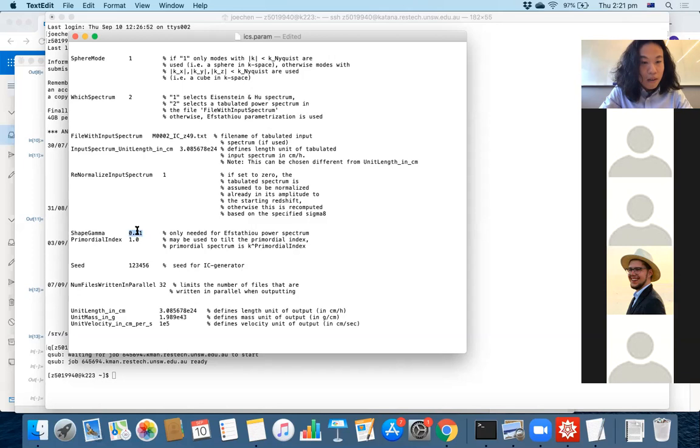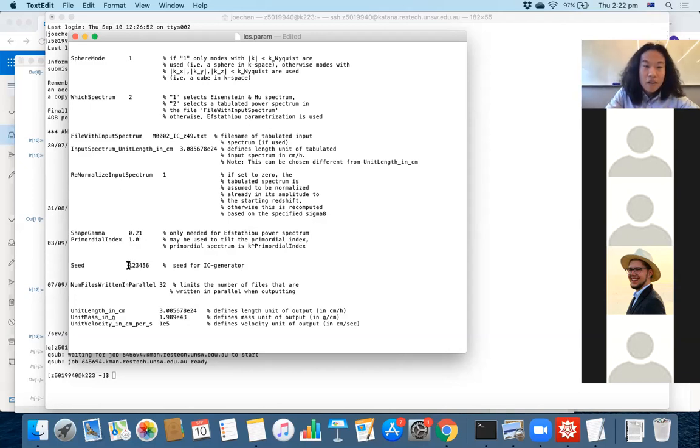The shape gamma parameter is not used because that's only needed for the Efstathiou power spectrum, which you generally don't want to use, so don't worry about this. This primordial index is the ns index I was talking about before. So if you factored out the ns in your input power spectrum, then you want to put this to be whatever index that you actually have in the real cosmology. But if you didn't factor it out and you don't want NGENIC to double do it for you, then you can just leave it as 1.